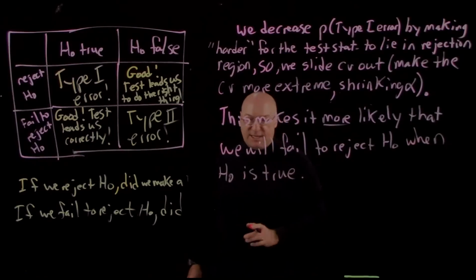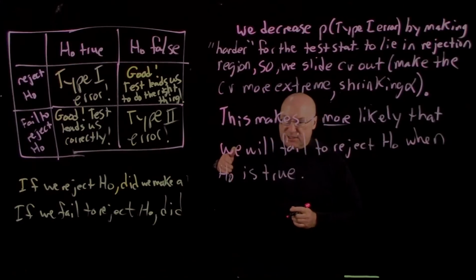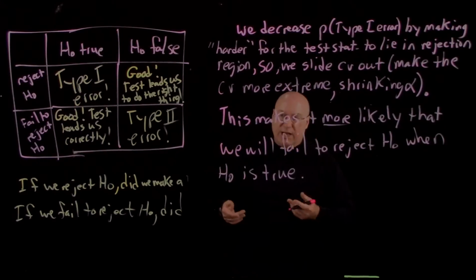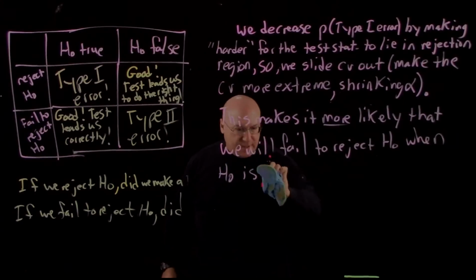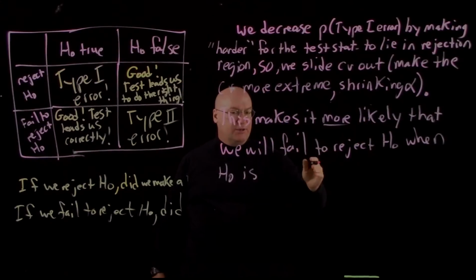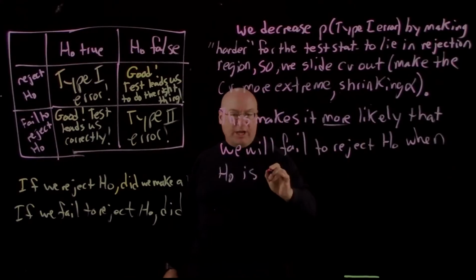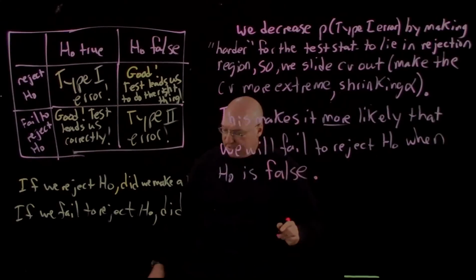If we have slid the test statistic, when H naught is false, that's my problem. Forgive me, I meant when it's false. We are more likely to fail to reject H naught when H naught is false. This is a little bit complicated, so forgive me, I just messed it up a little bit there.